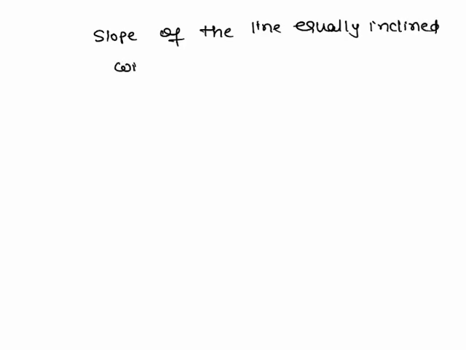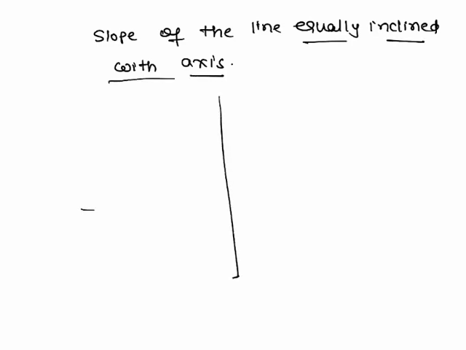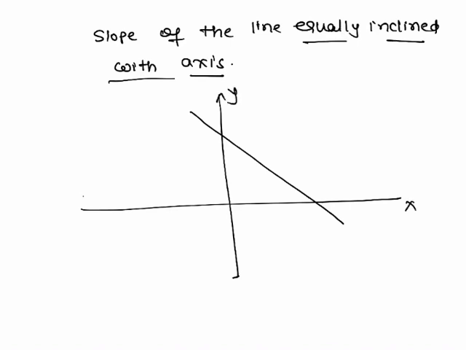Next is the slope of the line equally inclined with the axes. First we have to understand the meaning of equally inclined with the axes. There are two axes, x-axis and y-axis. So a line which is making the same angle with both the axes. We can take any direction, but we have to check the minimum angle. So this is the positive x-axis, this is the positive y-axis, this is the negative x-axis, this is the negative y-axis.